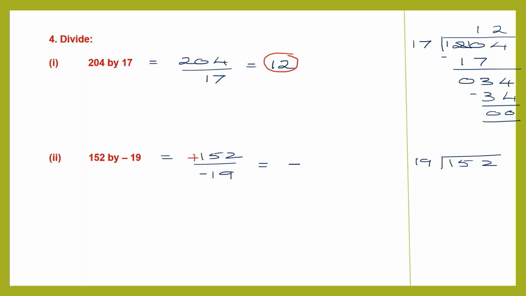Now we need to get a number close to 152 itself. So let's try 19 into, now let's try 8. 8 nines are 72, carry 7. 8 ones are 8 plus 7 is 15. So we have got 152. So 19 into 8 is 152. So we can write that here. 19 into 8 is 152. And we can minus this. So when you subtract, you get 0. So we've got 8 as our answer. So let's write it here. So the final answer for this question is minus 8.